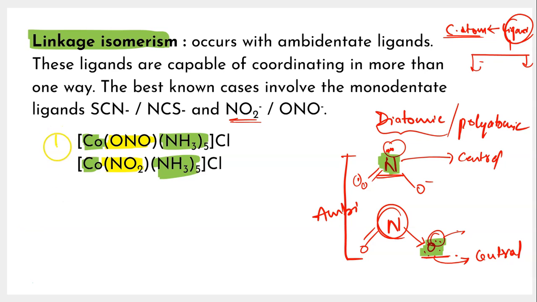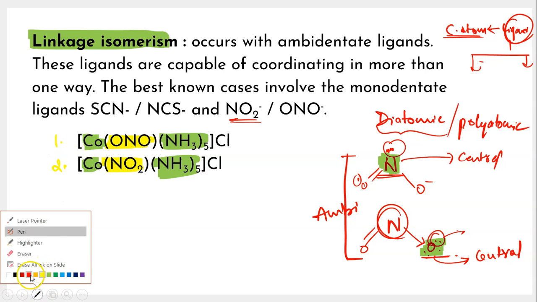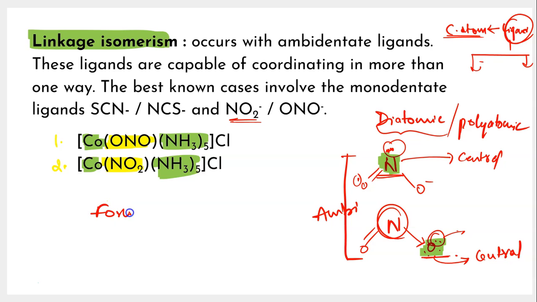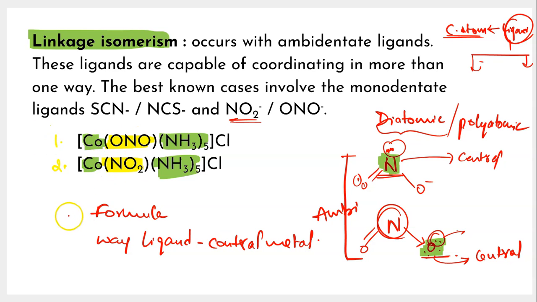So what is the difference between structure 1 and structure 2? The formula is the same, but the way one of the ligands is connected to the central atom is different. This phenomenon, in which the molecular formula of the complex is the same, but the atom through which the ligand is connected to the central metal is different, is called linkage isomerism. And these two structures are called linkage isomers.